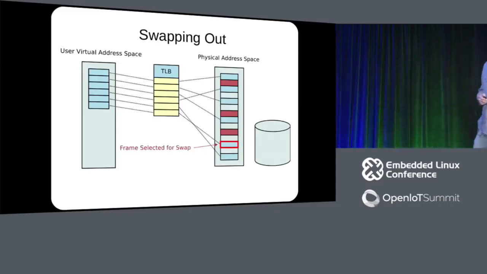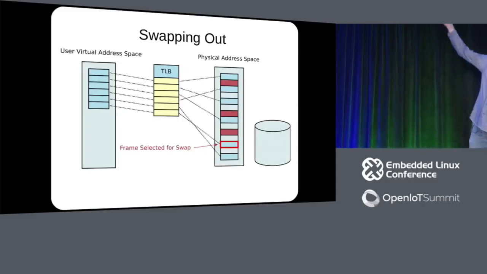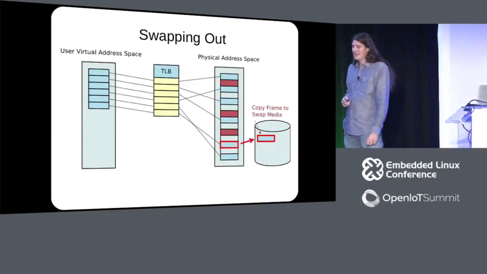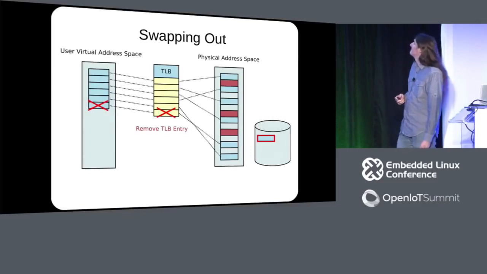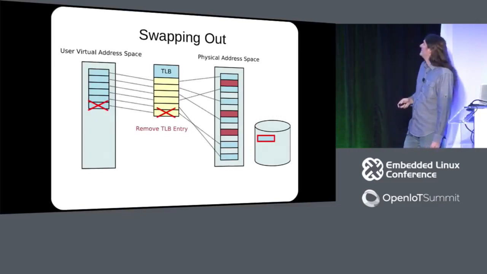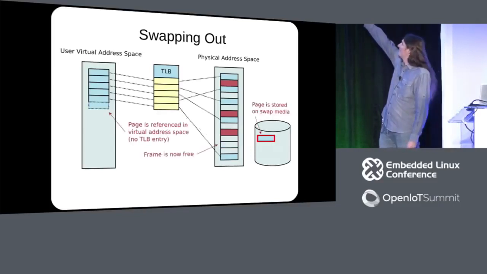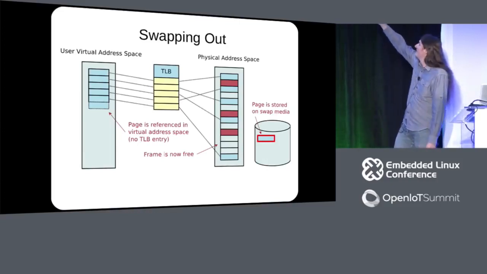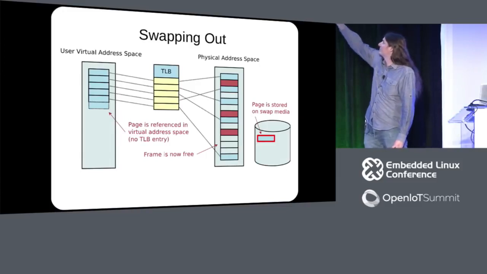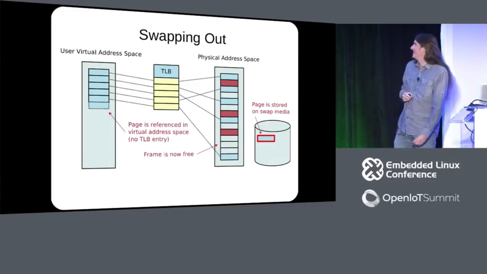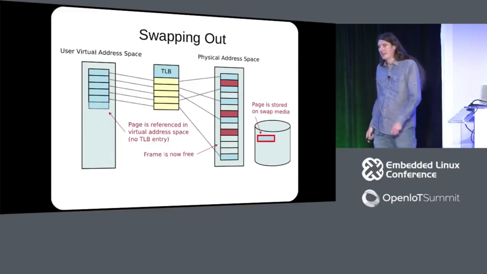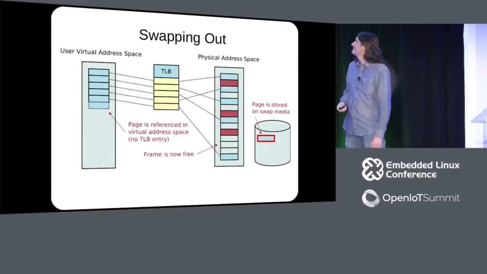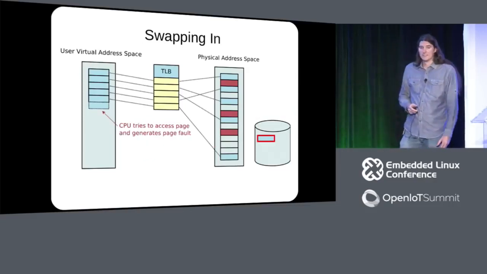So here's the process for swapping out. First, a frame is selected for a swap operation. The frame is copied to the swap media. The TLB entry is removed. And the frame is now free. The page is stored on the swap media, and the page is referenced in virtual address space only, with no TLB entry. What I mean by referenced is that your user space program might still have pointers to data that's in that area. So what happens when it's time to swap in?